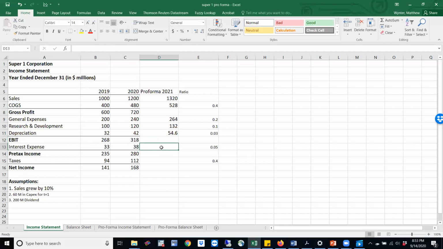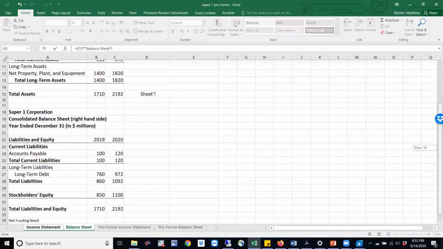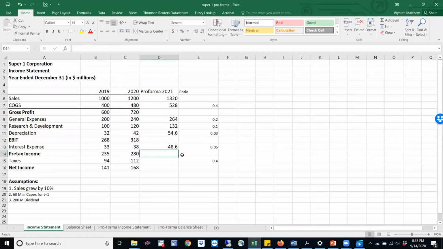For my interest expense, I'm going to take my ratio. I'm going to multiply that by my current long-term debt. So my long-term debt for 2020. Here we go. So now let's total these through and see what we're finding. So first, my gross profit is going to equal my sales minus my cost of goods sold. So I've got a gross profit of 792 million.